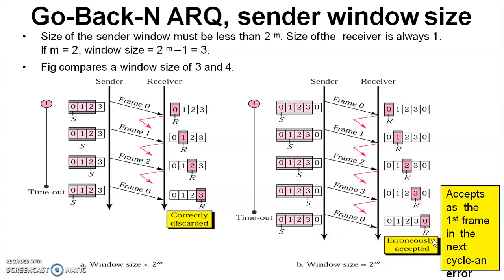So this is why it is always advisable to have a window size less than 2 to the power of m. I hope I have covered all the topics related to Go-Back-N ARQ.